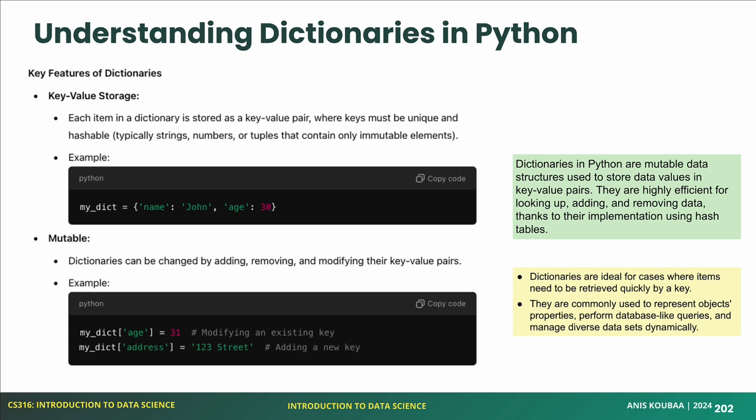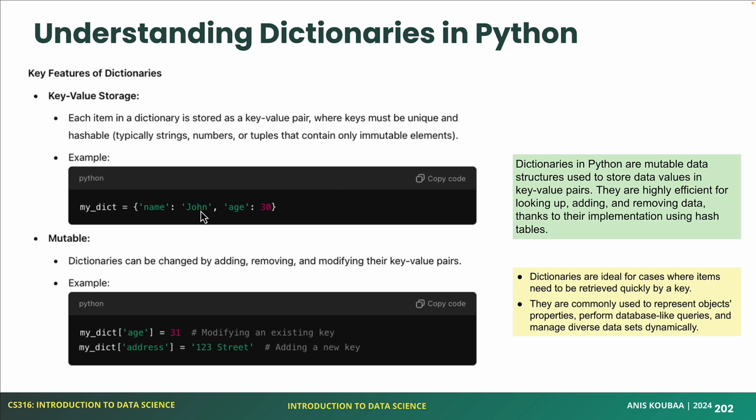So a dictionary, as already introduced, is a record of key value pairs. This is pretty much similar to the map data structure in Java. Each item in the dictionary is stored as a key value pair, where the keys must be unique. So this is the key, for example, name. It must be unique because it is an identifier, and also hashable, so this will allow quick access. And these keys are immutable elements.